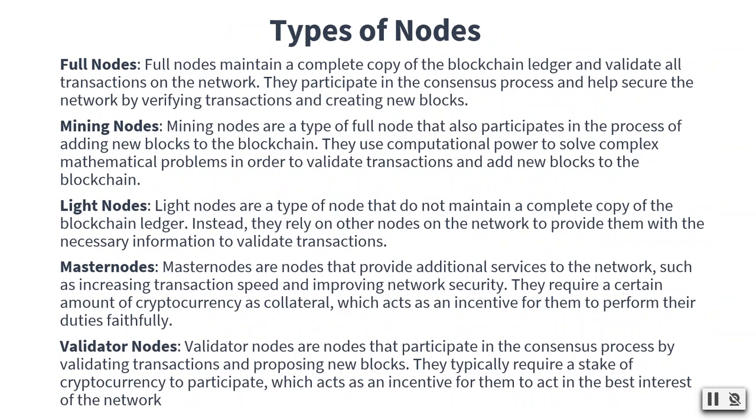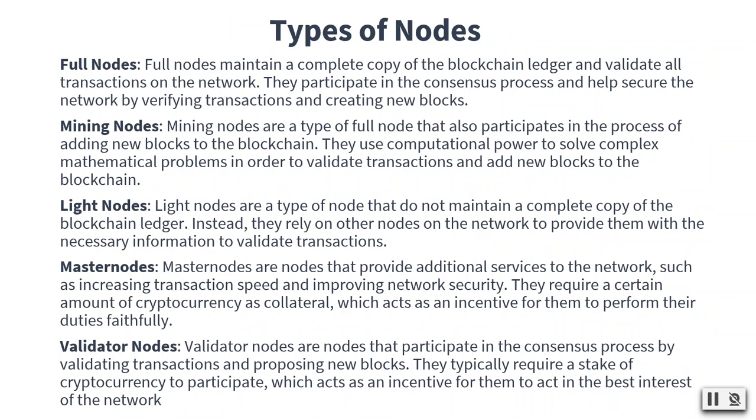Now, there are multiple types of nodes which are present in a network. Here is a brief description of all of them. There is a full node, which maintains a complete copy of the blockchain ledger and validates all transactions on the network. They participate in the consensus process and help secure the network by verifying transactions and creating new blocks.